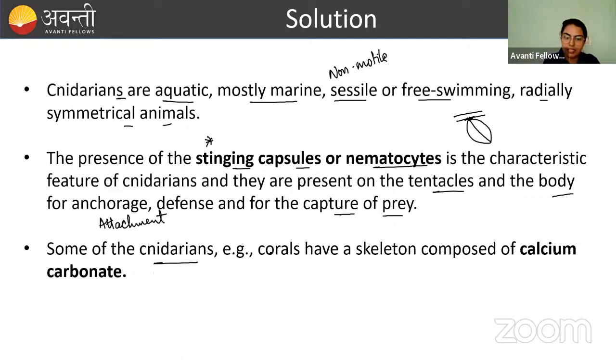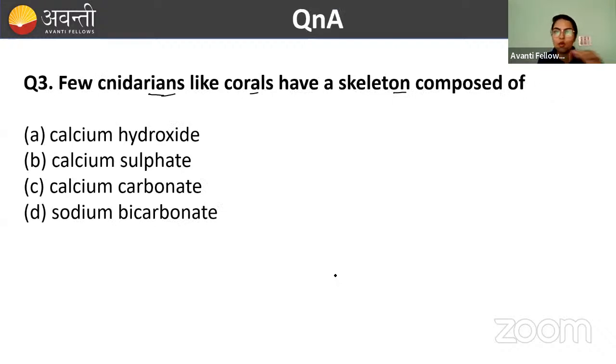Now, some of the cnidarians, for example corals, have a skeleton composed of calcium carbonate. So this was a special characteristic feature of cnidarians, but they also include corals. You must have heard of coral reefs. If you see some aquatic documentaries, on the surface there are corals arranged that are very strong. When you have played on a beach, you may have found some small corals, like shells. Now the answer to this is calcium carbonate, and this is directly taken from NCERT. Do not keep anything else, no confusion. Hydroxide, sulfate, bicarbonate, definitely not.